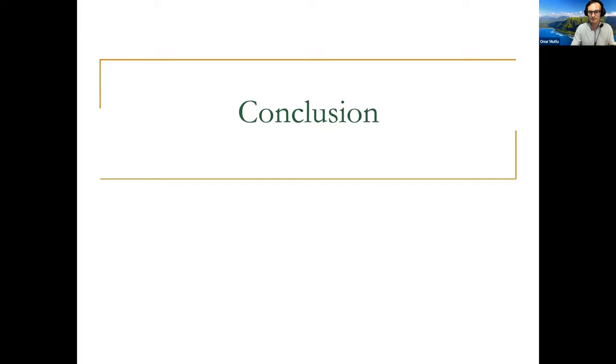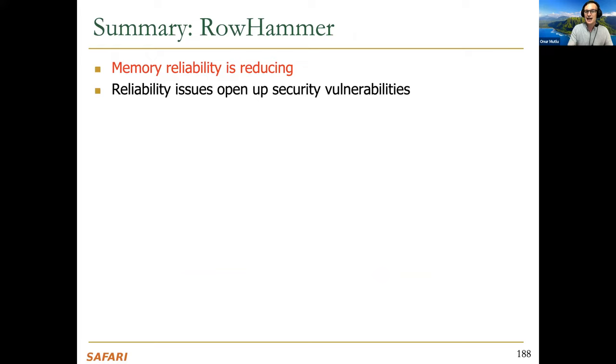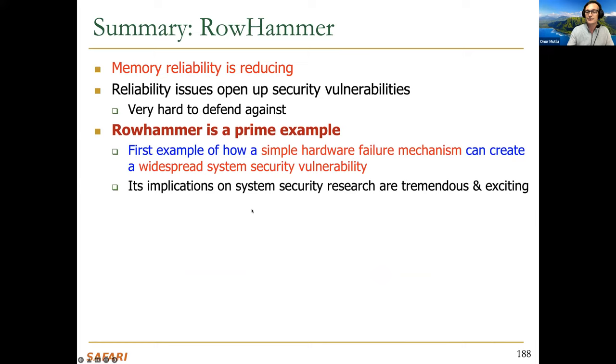So to conclude, this is my one slide summary. Memory reliability is reducing. Reliability issues open up security vulnerabilities. And these are very hard to defend against if they're discovered in the field. RowHammer is the prime example. And as I said, it's, I believe, the first example of how a simple hardware failure mechanism can create a widespread system security vulnerability. And I believe its implications on system security research are still very tremendous and exciting. The bad news is RowHammer is clearly getting worse, and it's not going to get better unless we stop scaling DRAM, which I believe is not going to happen because we need higher density DRAM going into the future.